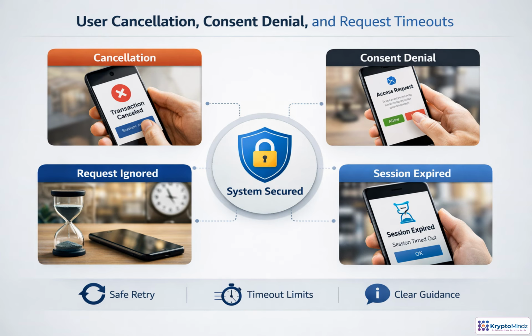Not every failure is a bug. Sometimes the user cancels, refuses consent, or simply walks away. Treat each of those as an intentional outcome, not as an error to hide. Set clear timeout limits for wallet launch, credential presentation, and back-end checks. When any path ends, expire nonces and sessions, but allow a clean retry. Then explain in plain language what happened and what the user's safest next step is.